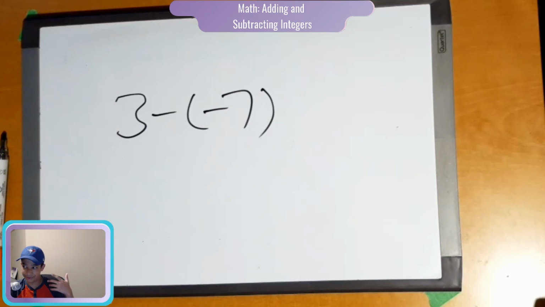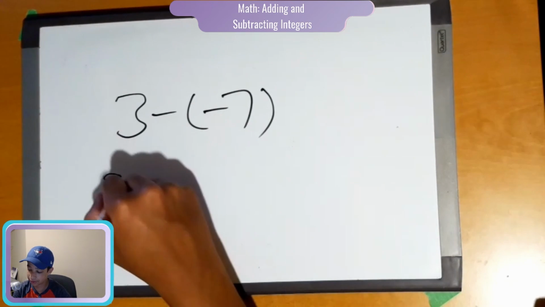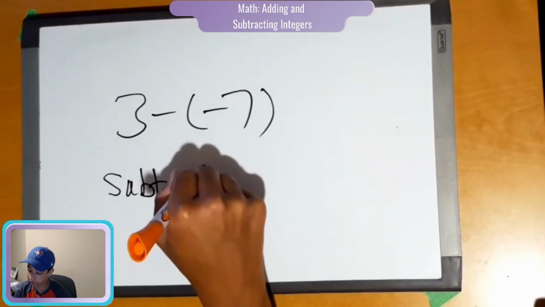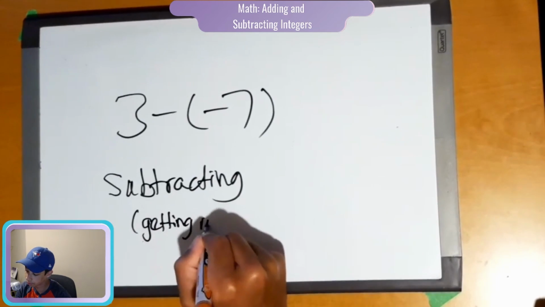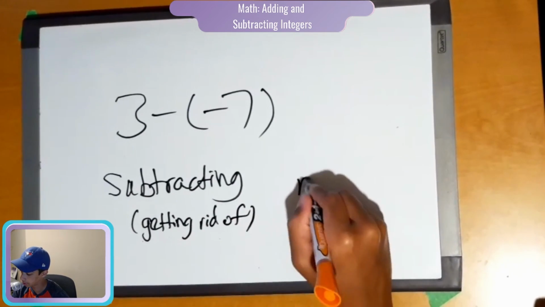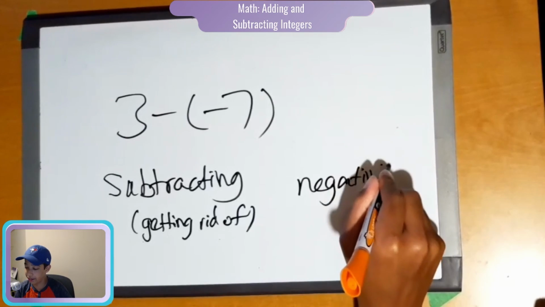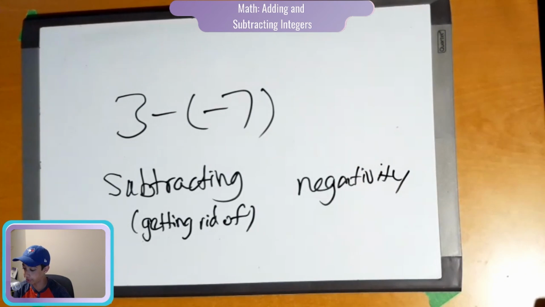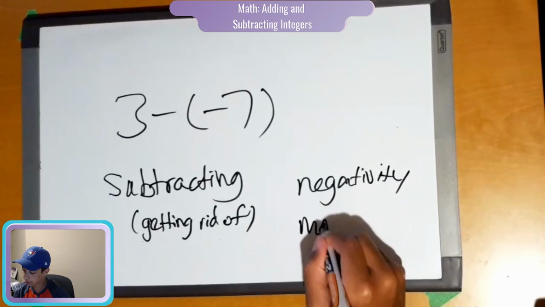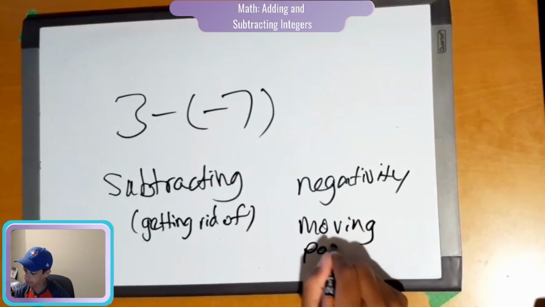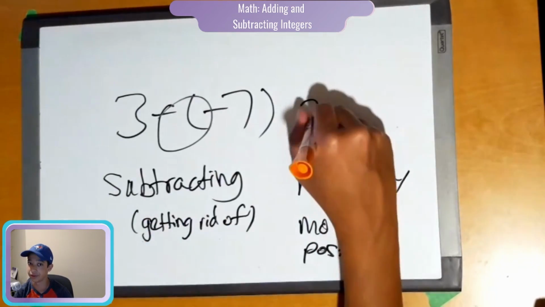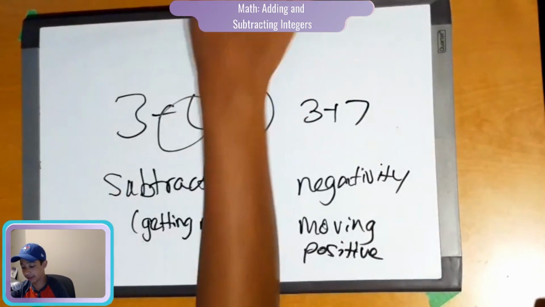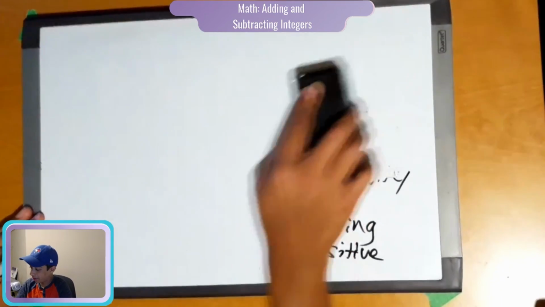negativity. Now, if you see it like that and you think about it over and over, subtracting, so you're getting rid of negativity. If you're getting rid of negativity, you're going more positive. So, yeah, that's one way to think about it. But I personally think that just combining those, making 3 plus 7, is much easier. Like, a lot easier. Okay.